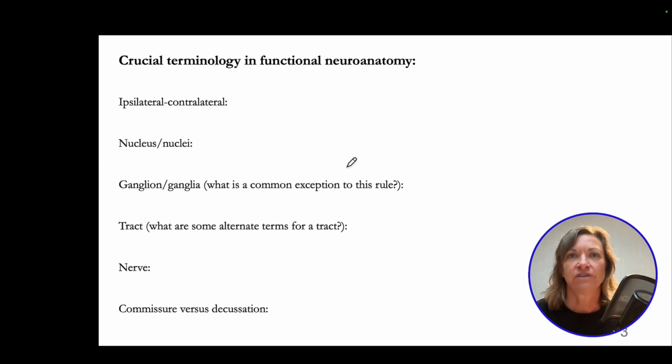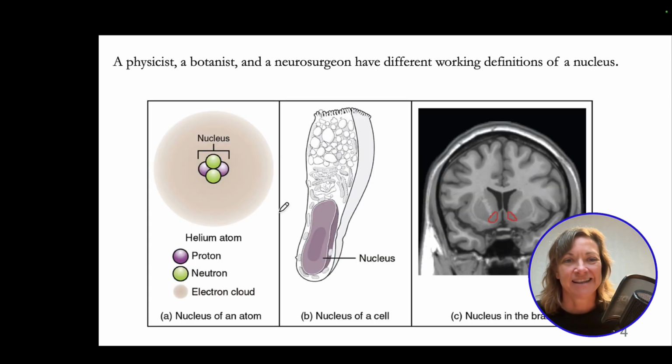Before we go further, let's make sure we know what contralateral means and talk about a little bit of other crucial terminology. So ipsilateral and contralateral. Ipsilateral means same side of the body and contralateral means opposite side. Nucleus, which is singular, or nuclei, which are plural. Nuclei are collections of gray matter in the central nervous system, so in the CNS. We look at the next slide for a second.